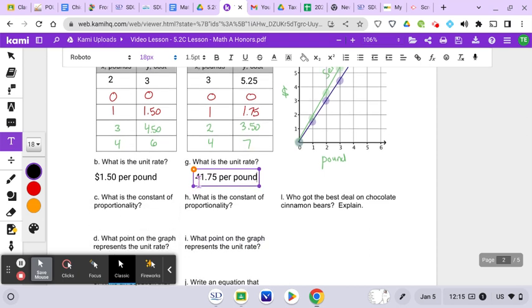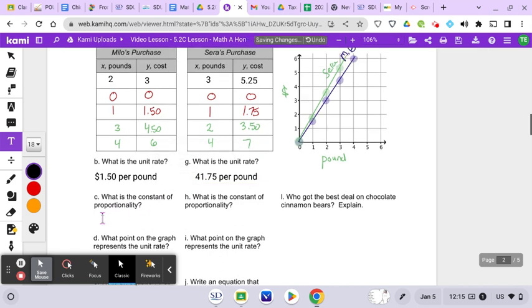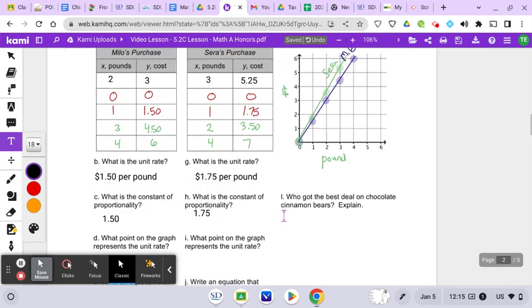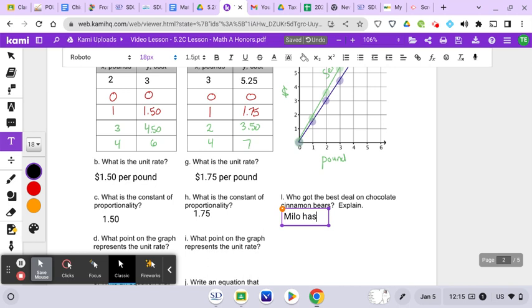Constant of proportionality is the same thing, it's just not labeled. Here we're multiplying by $1.50. And here, why is that not turning to a dollar sign for me? Ooh, took it all the way out. Okay. This is 1.75. So obviously, this is cheaper. I'd rather pay $1.50 per pound than $1.75 per pound. So Milo has the better deal. He pays less per pound.